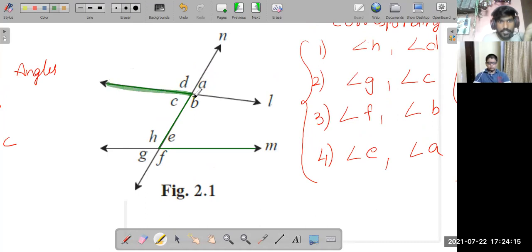Can you see? This is forming the letter Z. So which are the angles at the corner? Angle C and angle E. Yes, angle C and angle E.